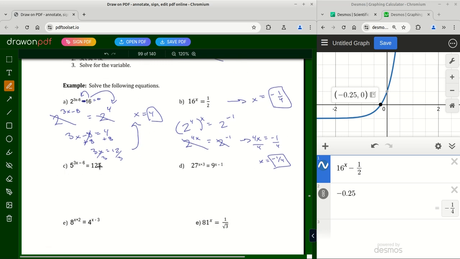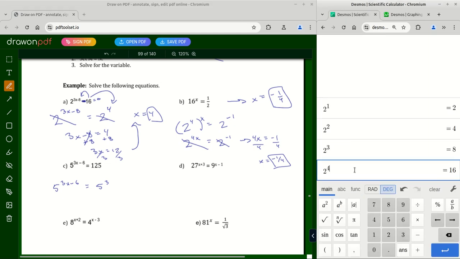So this 125 is 5 to some power. I believe it's 5 cubed. 5 times 5 times 5. And it's always good to verify this stuff. There you go. So cancel your bases, and then we're left with a much easier equation. Add the 6. 3x equals 9. Divide by the 3. And there we go.